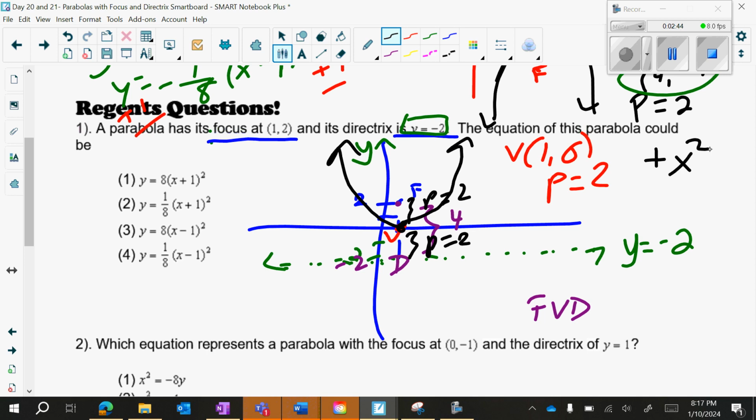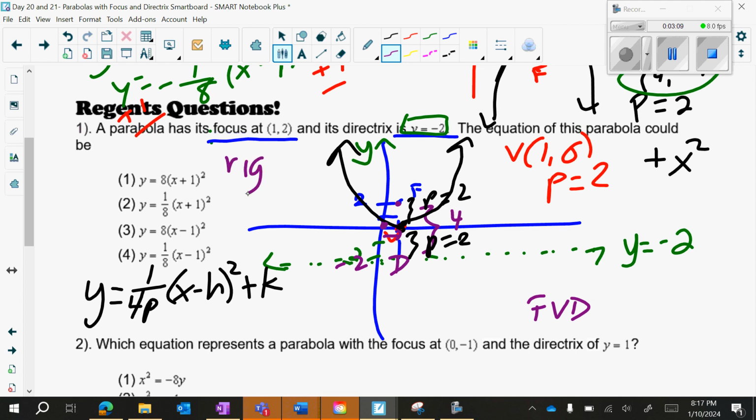But if you look at the choices, they're all positive x squared, so that doesn't really help us. The next thing we do is write our equation in y equals form: y equals 1 over 4p times (x minus h) squared plus k. If you think about the transformation from the origin (0, 0), it has moved to the right 1. So I would write that down, right 1.